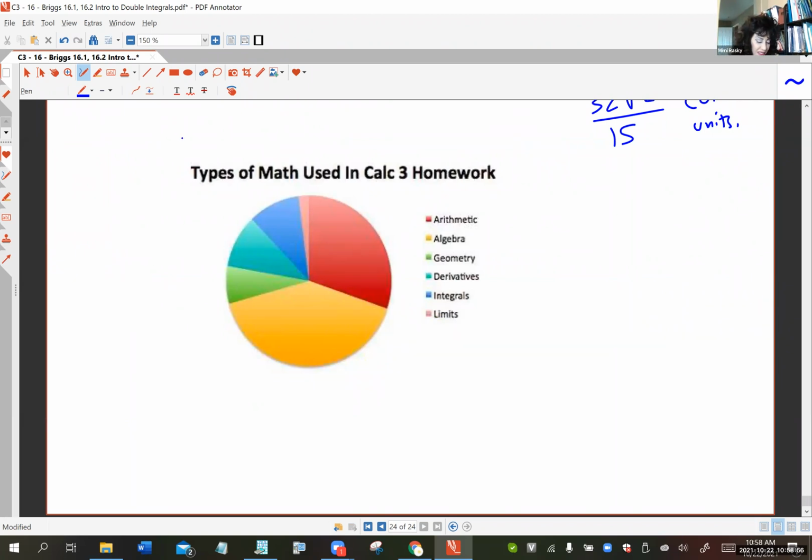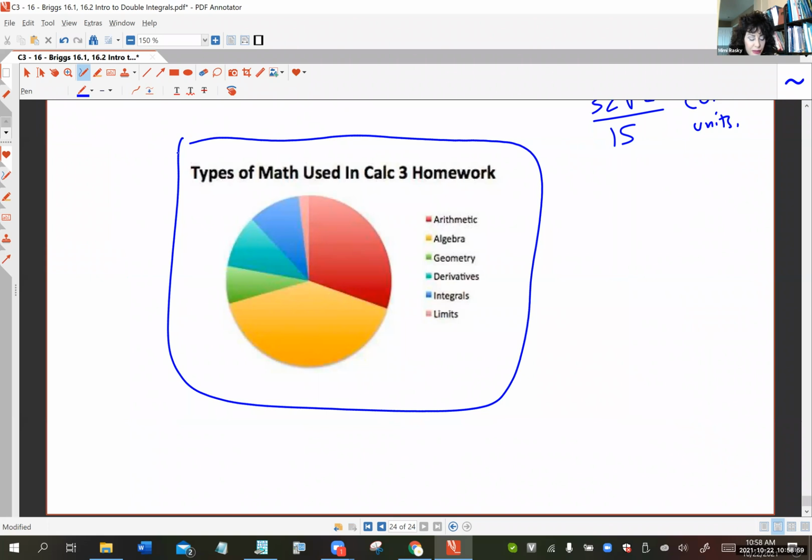So I like this meme, although this isn't really a meme, because algebra, you'll notice, is a huge portion here. And I do find that sometimes Calculus 3 students run into some algebra silly mistakes that are a little bit strange. Okay.